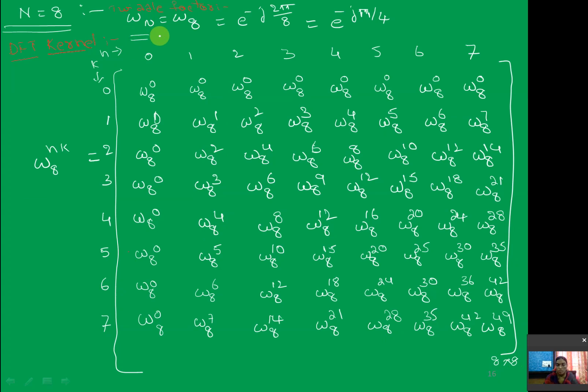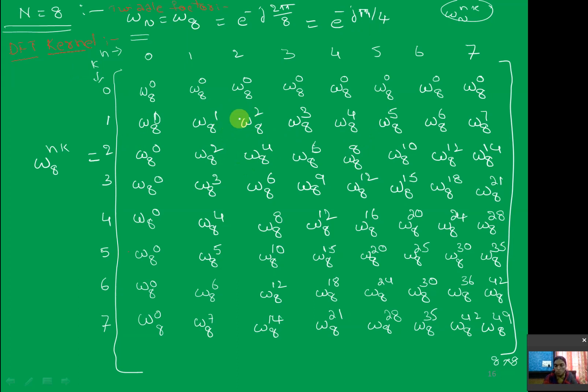Those values are nothing but Wn power nk. Right? So what is the Wn here? e power minus j 2 pi by capital N. So here I am substituting capital N is equal to 8. W8 is equal to e power minus j 2 pi by 8, that is equal to e power minus j pi by 4. So now here 64 elements, that means 64 twiddle factors should be calculated to compute the 8-point DFT for the sequence x of n.